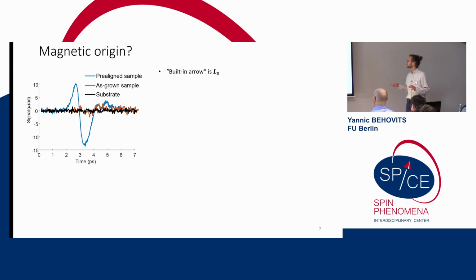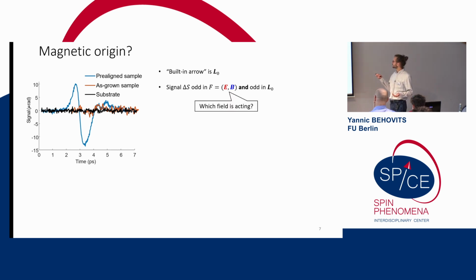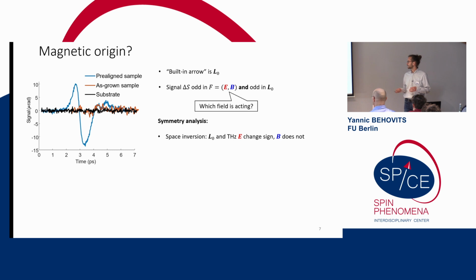This gives us two things to work with now. We have a signal that is odd in some kind of field of the terahertz pulse, and is also odd in the Néel vector. But now we can ask, which field is it? Is it the electric field or the magnetic field of the terahertz pulse? For that, we went into a symmetry analysis.